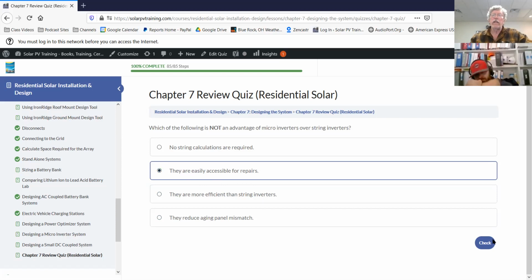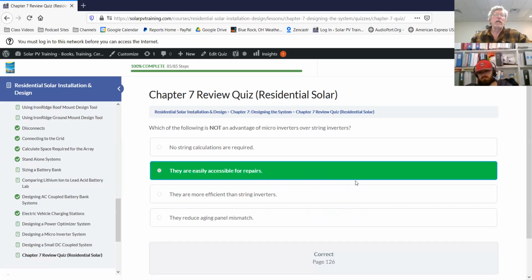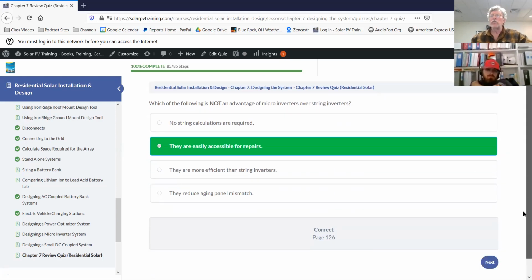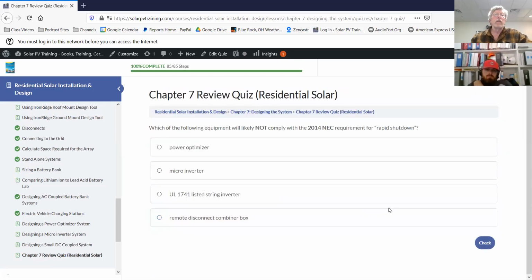So the correct answer here would be they're not easily accessible for repairs, because typically your inverter is going to be up on your roof underneath your panels. Whereas with a string inverter, they're going to be in the garage or in the basement. Usually a lot easier to get to.